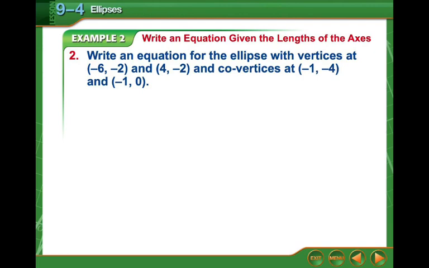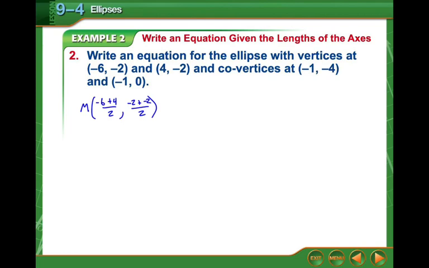So this one here gives us the vertices and co-vertices. So what we need to do here, we can use the vertices to find the midpoint, and that's going to be our center. You can use either, really, vertices or co-vertices, because the midpoint of both of them is going to be the center of our ellipse. So our midpoint here is going to be negative 6 plus 4 divided by 2, and negative 2 plus negative 2 divided by 2.